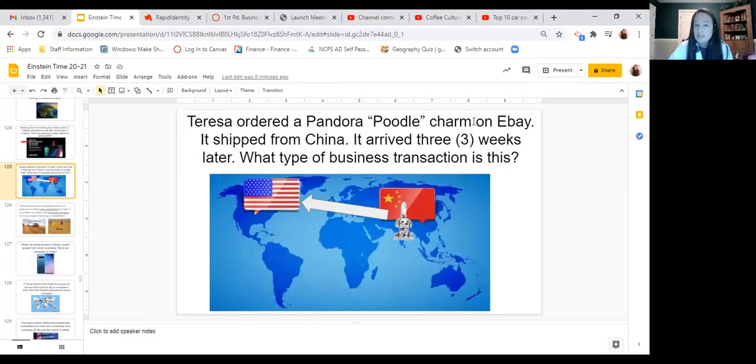All right, so Teresa ordered a Pandora poodle charm on eBay. It shipped from China. It arrived 3 weeks later. What type of business transaction is this? So this is a charm that's coming from China, so from a different country to the United States. So that would be an international business transaction.